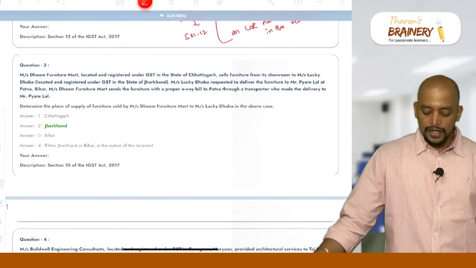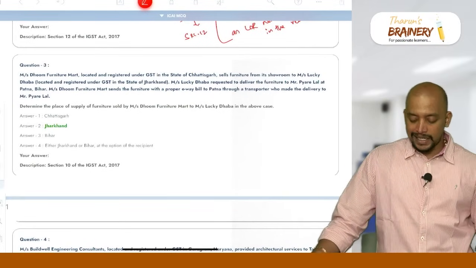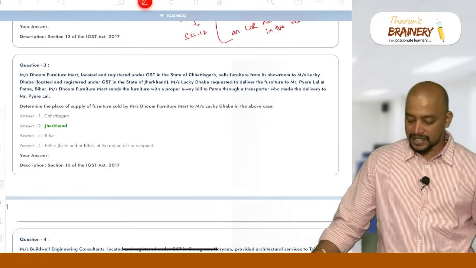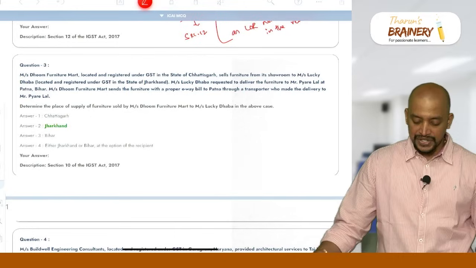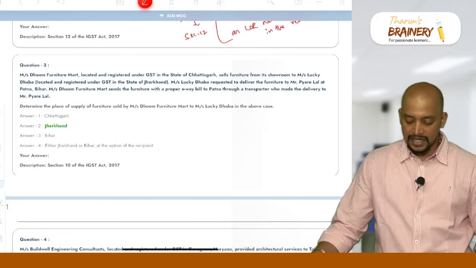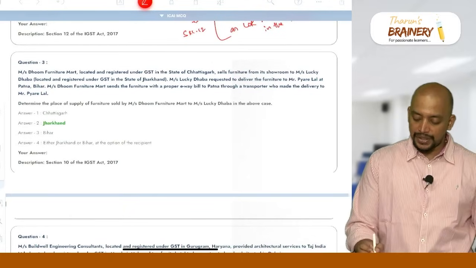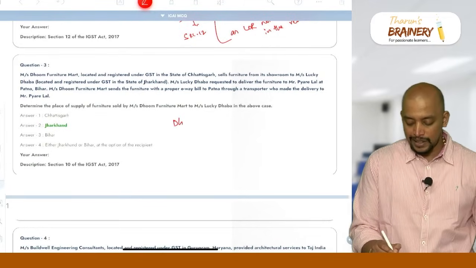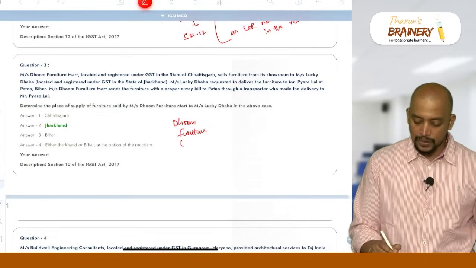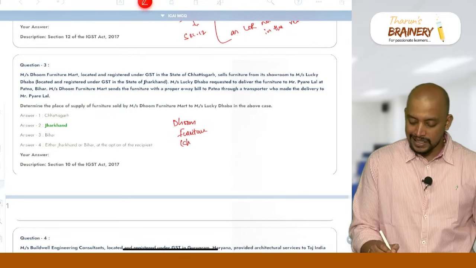Question number 3, Dhoom Furniture Mart, located and registered under GST in the state of Chhattisgarh, sells furniture from its showroom to Messrs. Lucky Dhaba, located and registered under GST in the state of Jharkhand. Lucky Dhaba requested to deliver the furniture to Pyare Lal at Patna. So here Dhoom Furniture, where is it located? Located in Chhattisgarh.